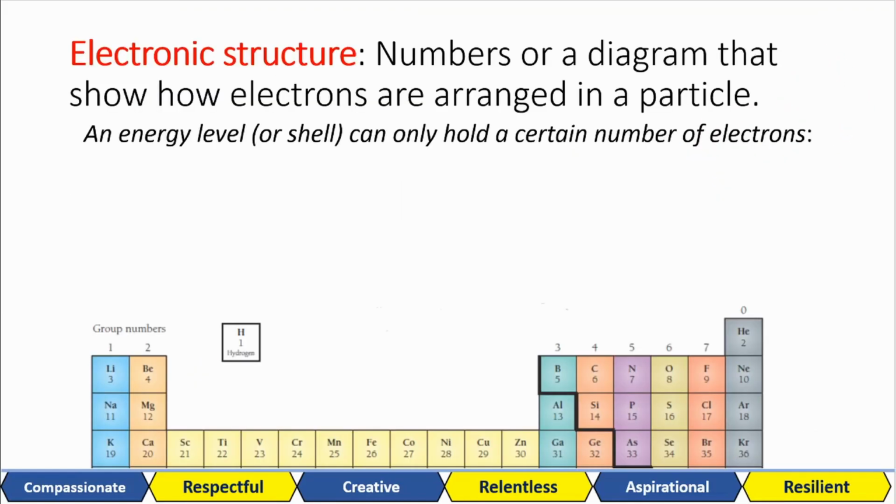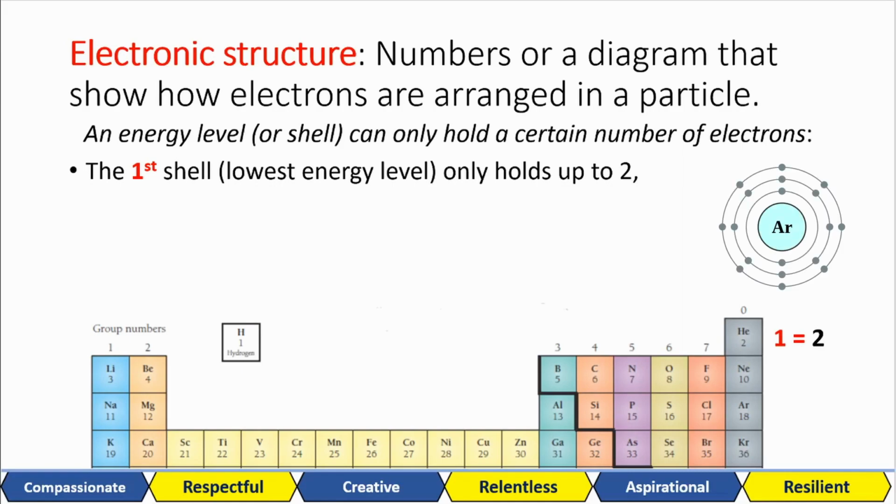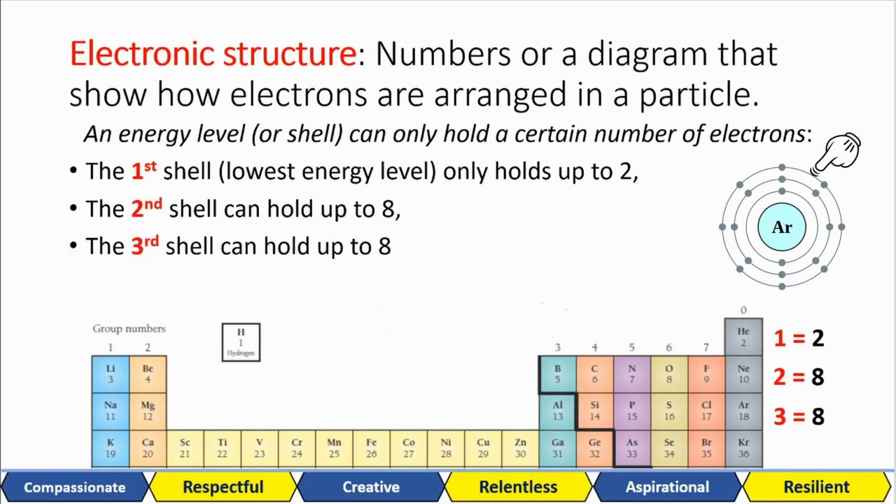The electronic structure, aka the electronic configuration of a particle, is a series of numbers or a diagram that shows how the electrons are arranged in that particle. Each energy level can hold a certain number of electrons. The first energy level holds a maximum of 2 electrons. The second holds a maximum of 8 electrons. And the third also holds a maximum of 8 electrons.